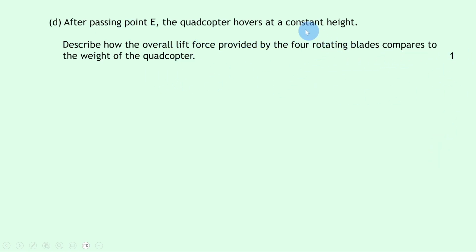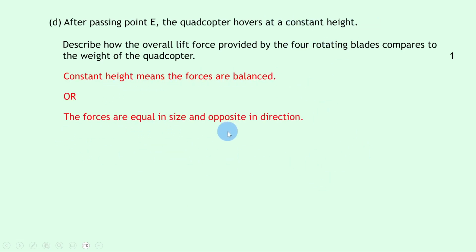Well, the keywords in this question are constant height, so we can say that a constant height means the forces are balanced, or the forces are equal in size and opposite in direction. And you don't need a sketch here, but if you did want to draw one, it would look something like this. So here's our quadcopter, we've then got the weight downwards, and this is balanced by the lift force upwards.